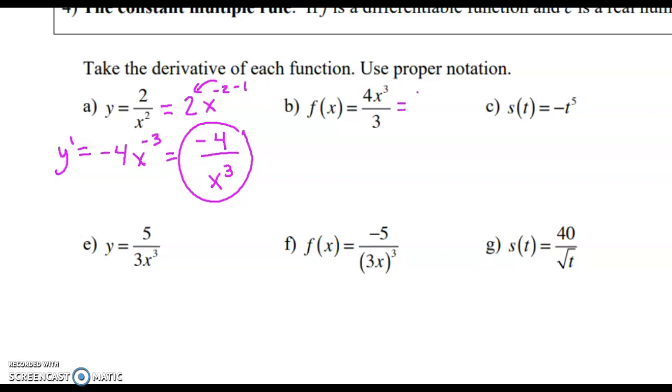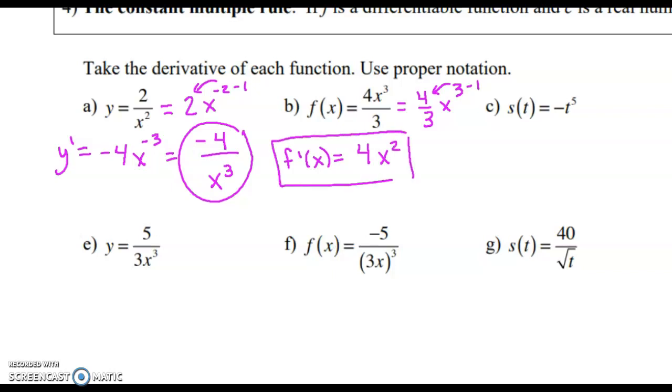Now this one you can think of as that 4/3 and then x cubed being separate. You don't have to rewrite that though. So our derivative, we're going to bring this down with multiplication. So 4/3 times 3 is just 4. And we're going to subtract 1. So that's done.